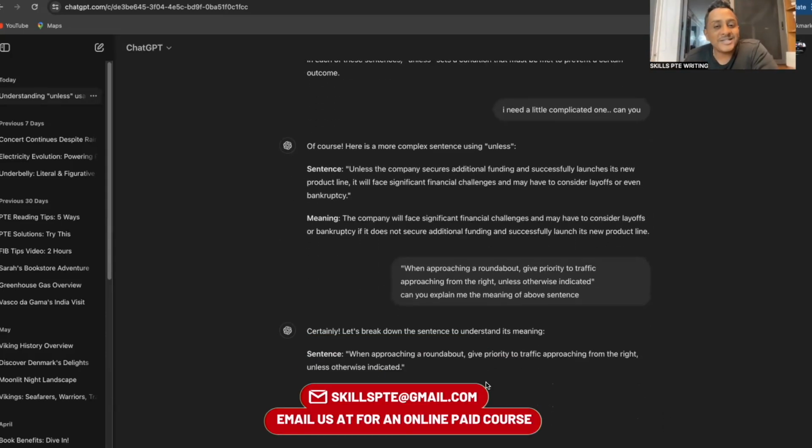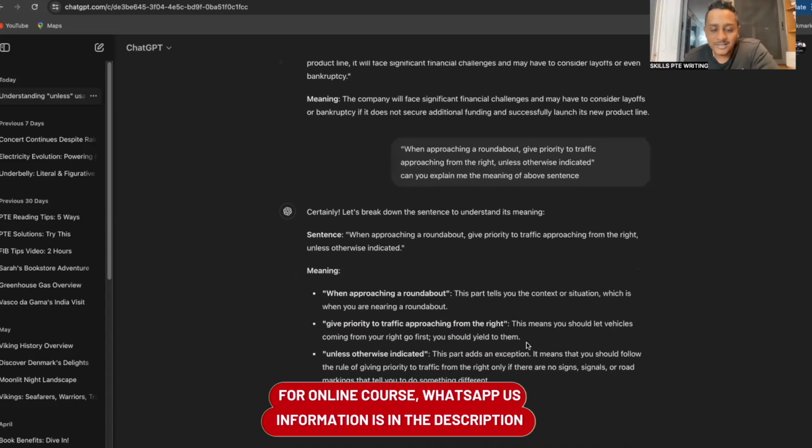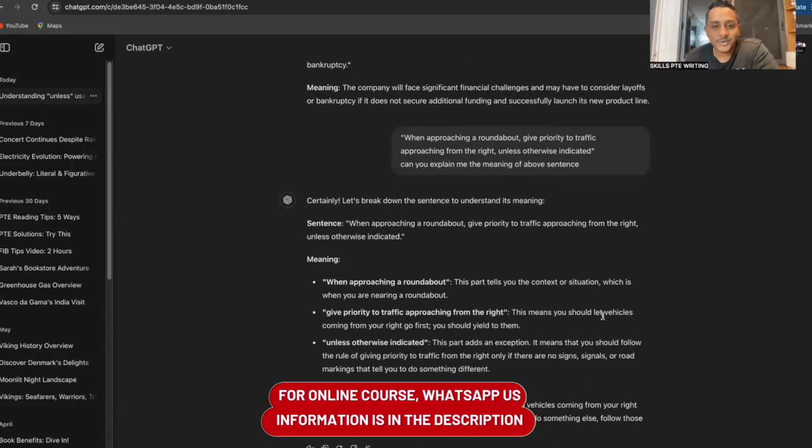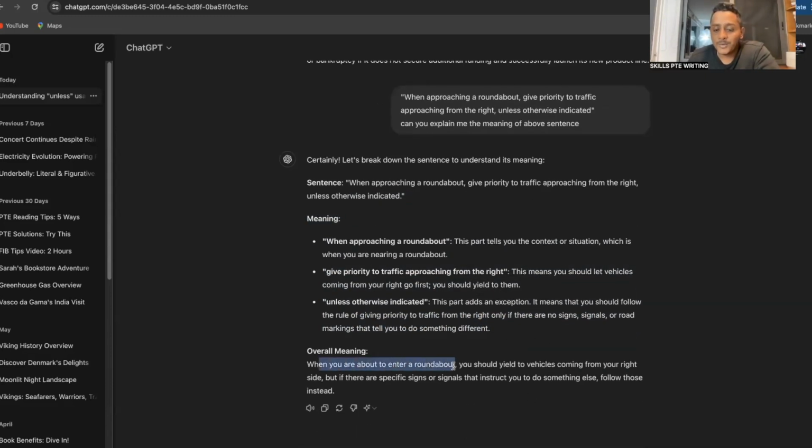Let's break down the sentence to understand its meaning. "When approaching" tells you the context or situation, giving priority. This means you should let vehicles pass. This part adds an exception. It means you should follow the rule of giving priority from the right only if there are no signs or signals that tell you to do something different. Overall meaning: when you're about to enter a roundabout, you should yield to vehicles coming from your right. But if there are specific signs or signals that instruct you to do something else, follow those instead. Just like what I have told.